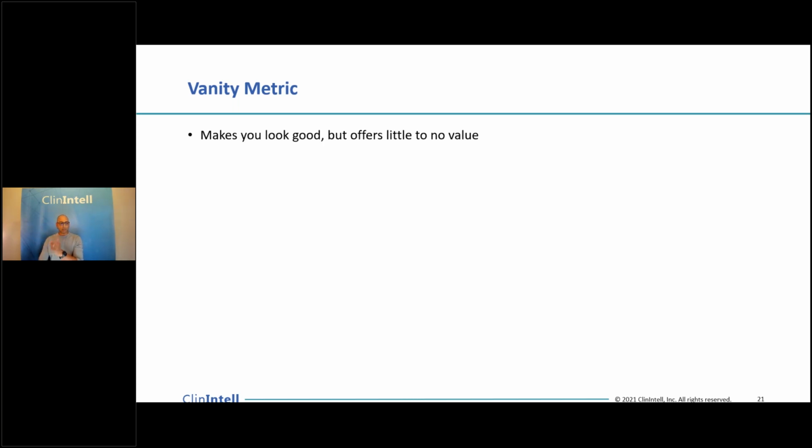So a vanity metric may make you look good, but offers no value. Zero value, right? Zero sustainable value. My capture rates are good. Great. How's your mortality scores? Right? I'm just giving you a random example. It can be a good leading indicator, but just be cautious because it can be manipulated. You can tweak it to make yourself look good. The vendor can tweak it to make them look good on your behalf.